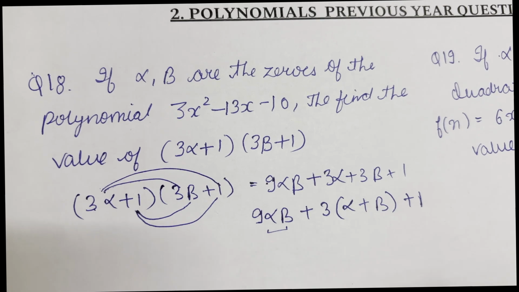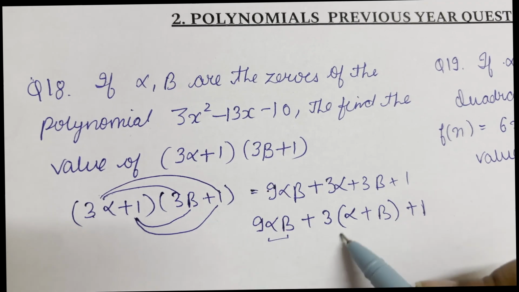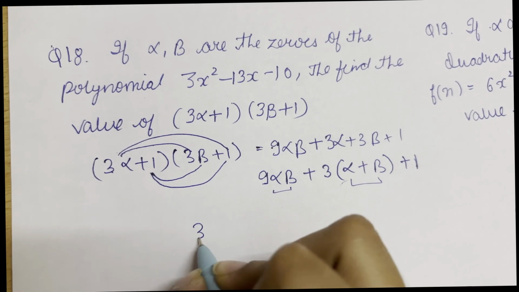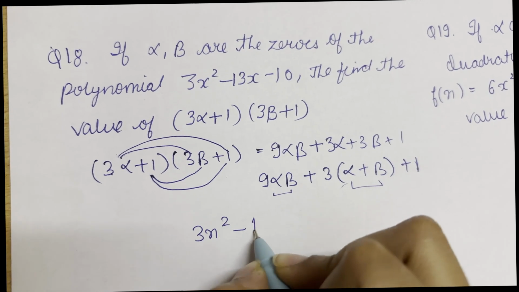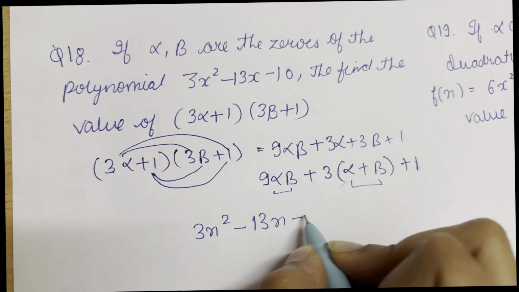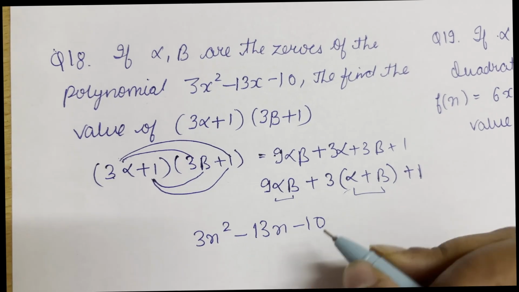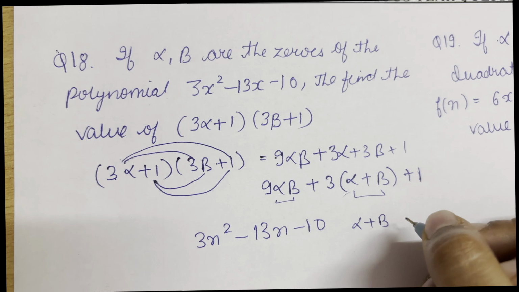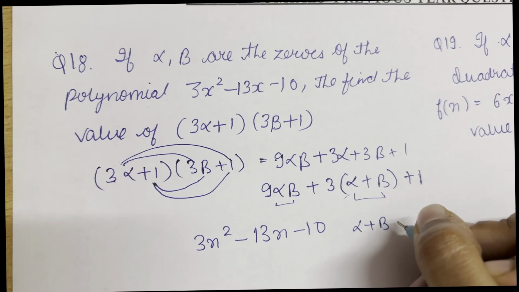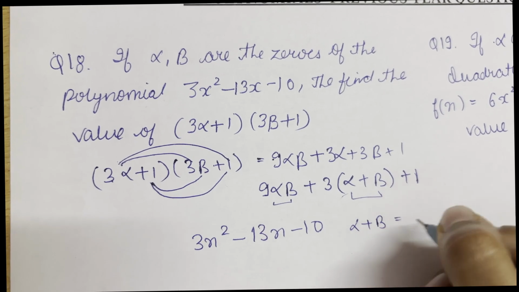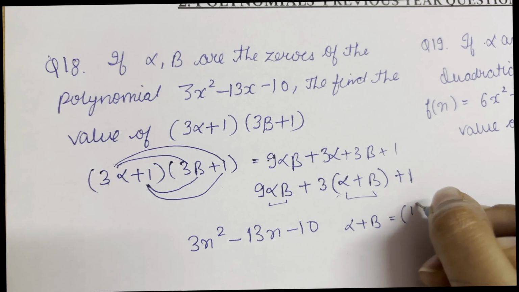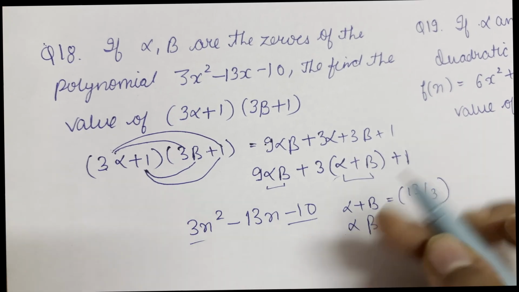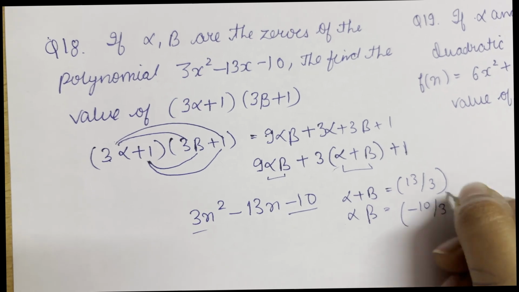We can get the value of alpha beta from the polynomial, and also the value of alpha plus beta from the polynomial. So the polynomial is 3x square minus 13x plus 10. From this, the value of alpha plus beta is minus b by a. So when minus gets multiplied with minus it becomes positive, that is 13 by 3, and alpha beta is c by a, minus 10 by 3.